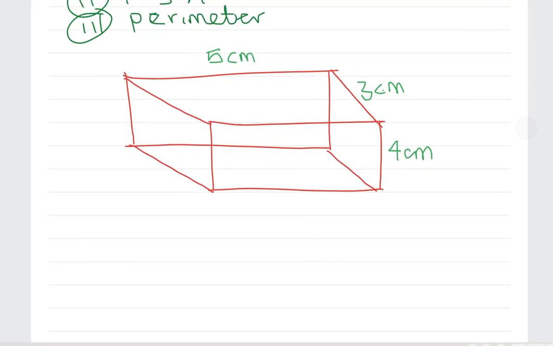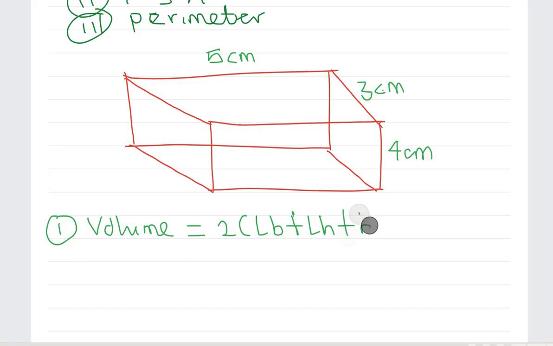So now we can calculate. The first thing we want to calculate is the volume. And we said the volume of a cuboid is given by 2 into bracket LB plus LH plus BH. So that is how you calculate the volume of a cuboid. So that will give us 2 into bracket, what's our L? So we have 5 multiplied by 3.